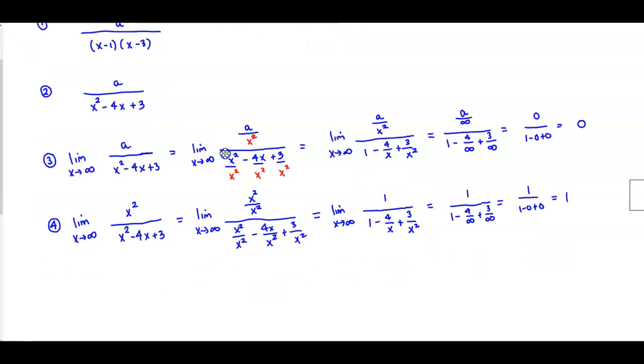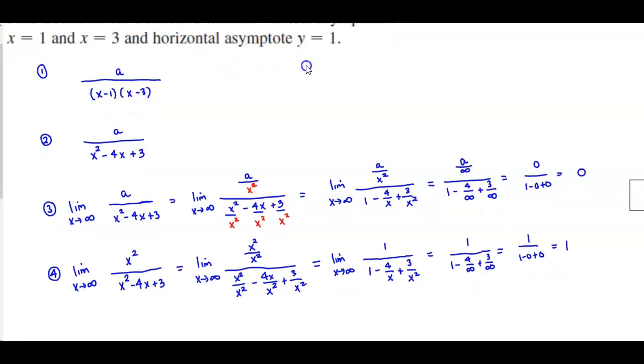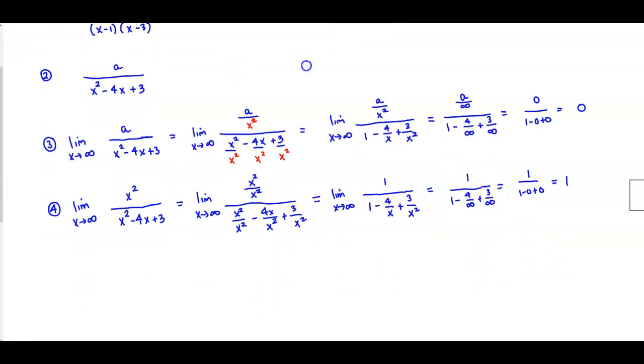So therefore, what we can say is we want to find a formula for a function that has the vertical asymptotes x is equal to 1, x is equal to 3, and the horizontal asymptote at y is equal to 1. So we can let that function f of x be what we just found, x squared divided by x squared minus 4x plus 3.